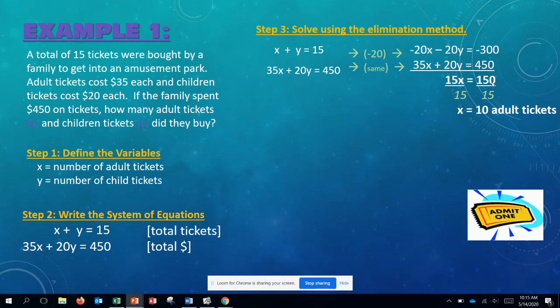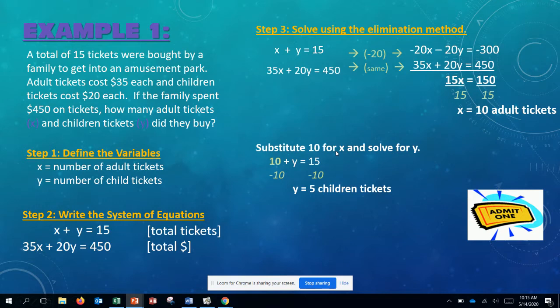Remember, we are asked for the amount of adult and children's tickets, so we do need to substitute that x back in and solve for y. I suggest you use that top equation. x plus y equals 15 is going to be a very easy equation to solve. 10 plus y equals 15. Subtract 10, you get 5 children's tickets.